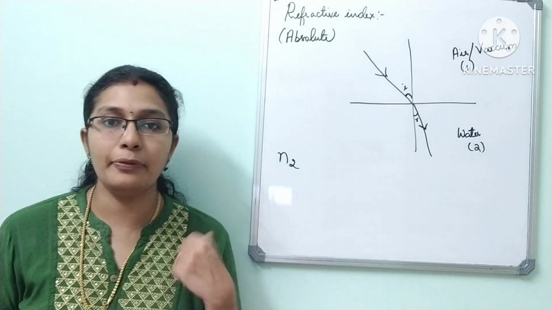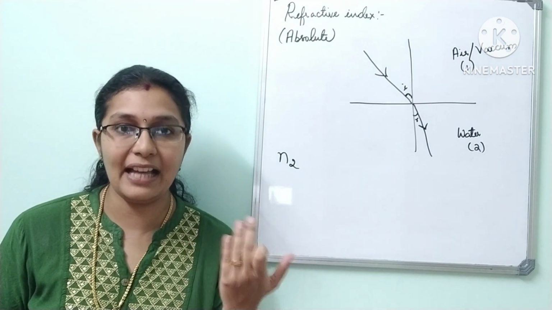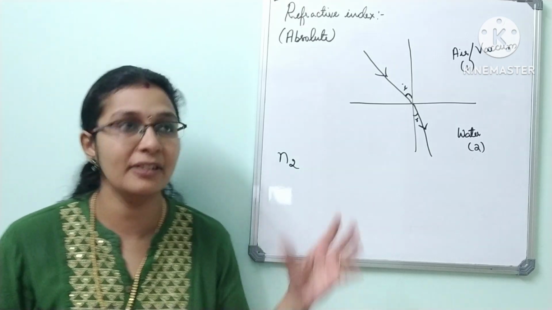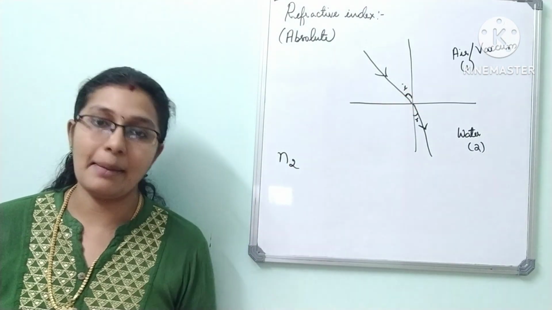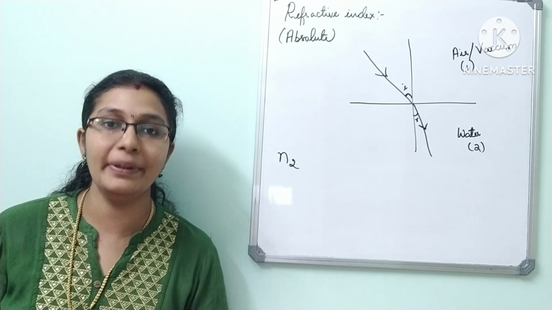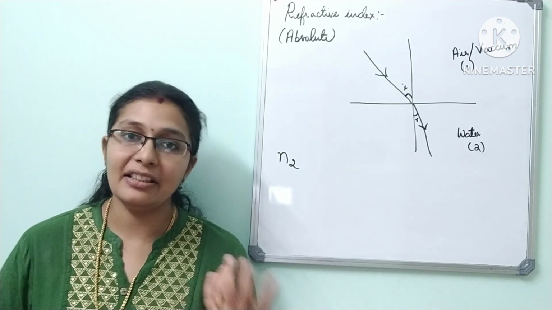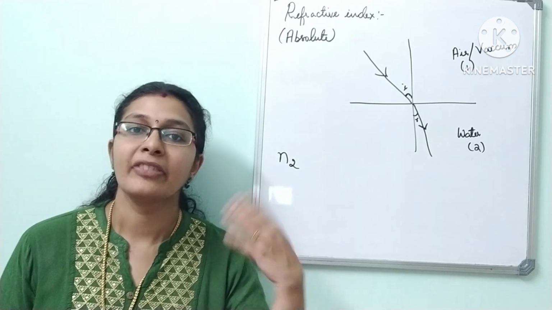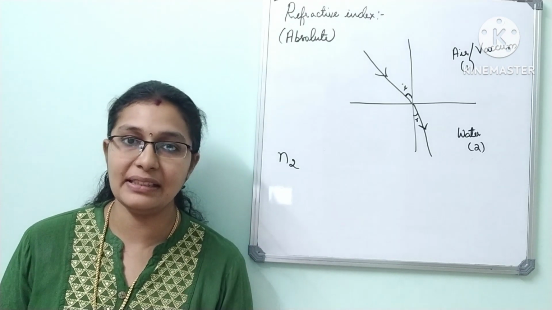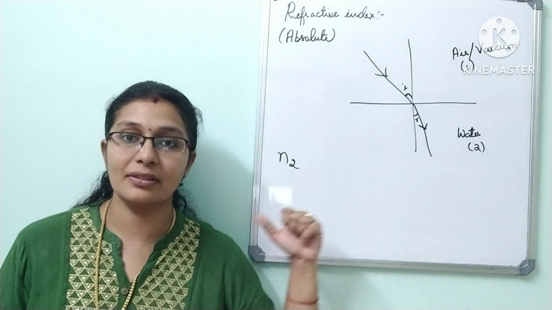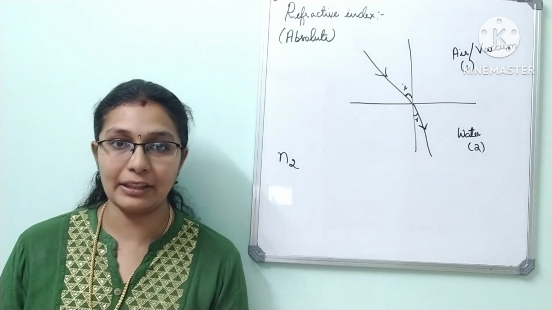This absolute refractive index can also be called the normal refractive index. Simply, if you call it refractive index, you can write about absolute refractive index. That means the first medium is taken to be either air or vacuum. That is, the speed of light in vacuum is 3 into 10 power 8 meter per second. For air also we are going to consider the same value because the change is negligible. Clear? So that is what is called absolute refractive index.